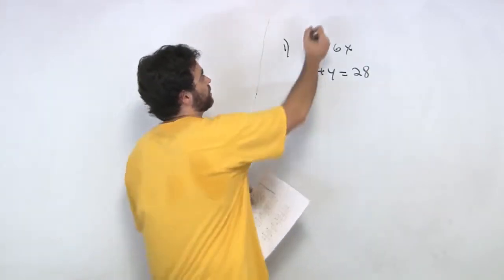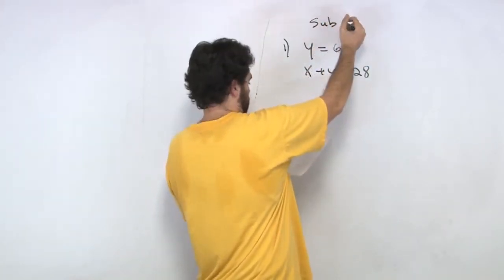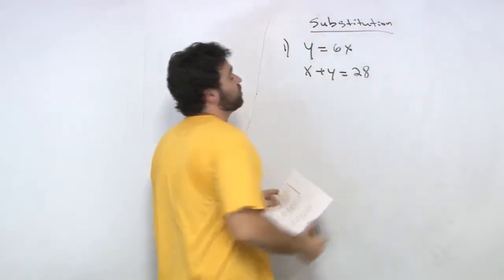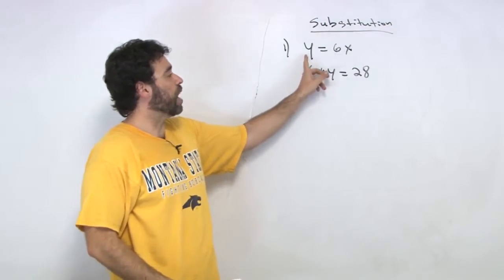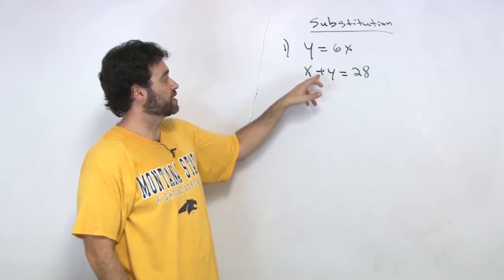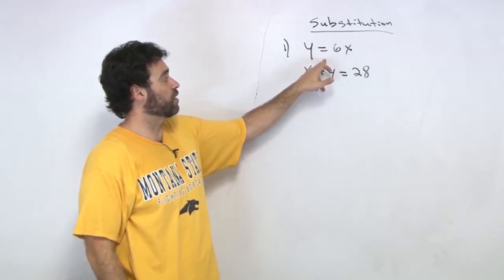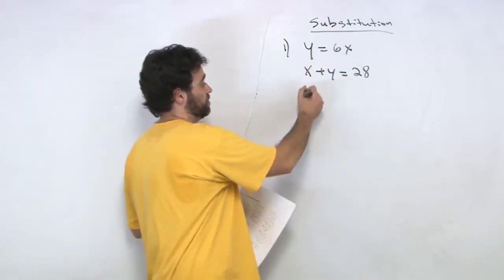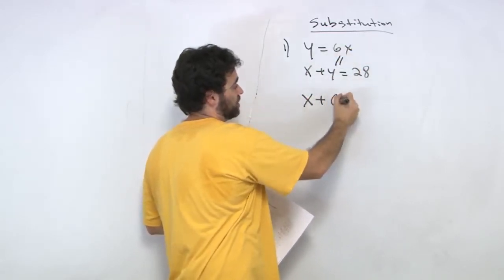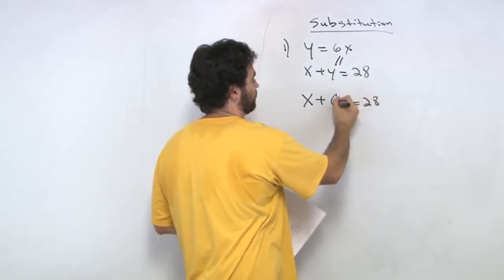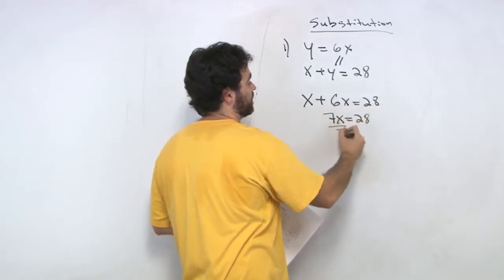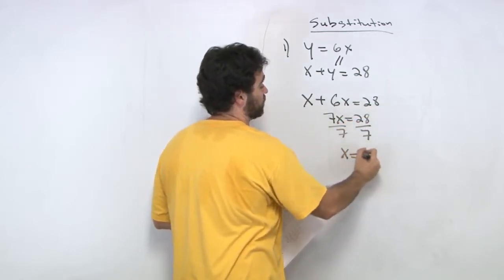We're going to use the method of substitution first. What does that mean? We know that y is already isolated here, so I want to plug in and replace that y with 6x right there. So we're going to say x plus 6x equals 28. Add up our x's, so we get 7x is equal to 28. Divide by 7, x equals 4.